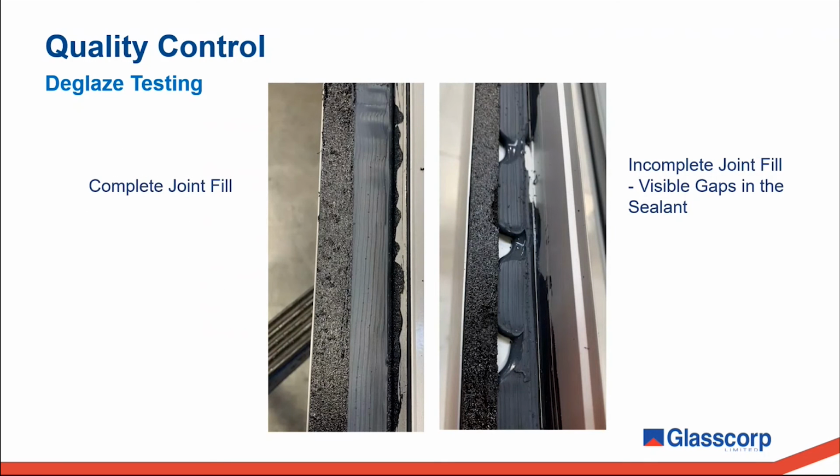These next photos just show some examples of good and poor joint fill. So on the left, you see the silicone is applied right up against the spacer tape, which is what we want to see. In the example on the right, you can see clear gaps and voids in the structural seal where complete joint fill hasn't been achieved.